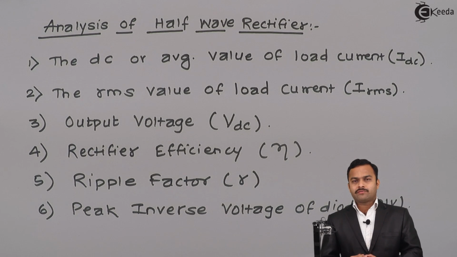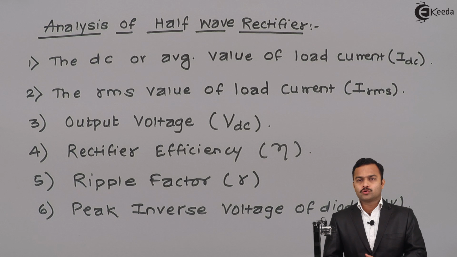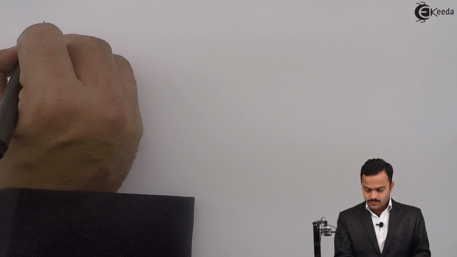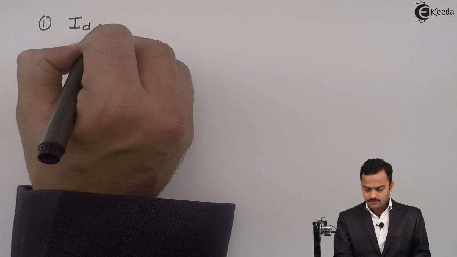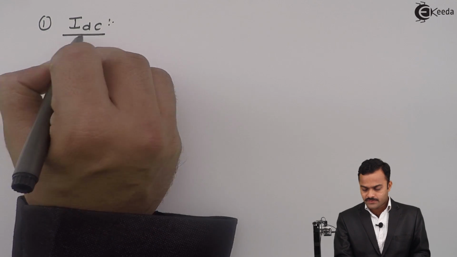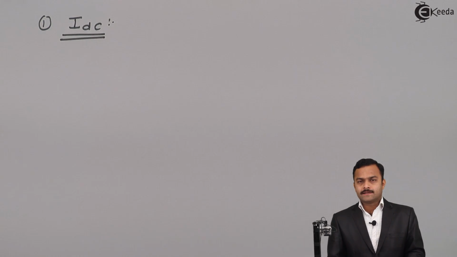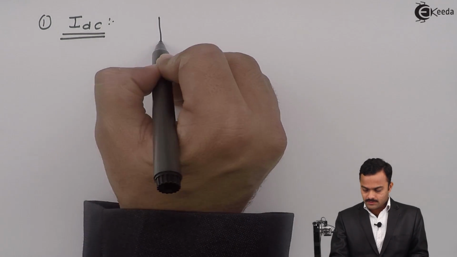Now these are the performance parameters that we are going to learn for all types of rectifiers. So let's see one by one for half wave rectifier. So first is IDC, DC or average value of load current. Since we know the waveform of current is like this.